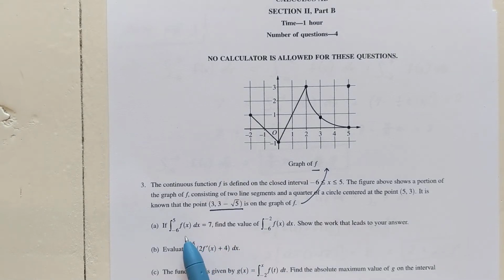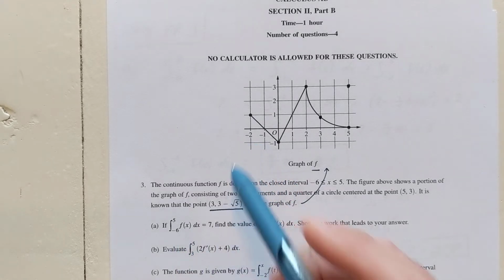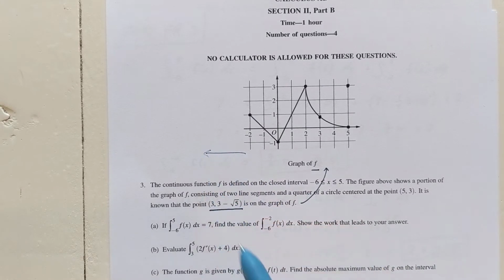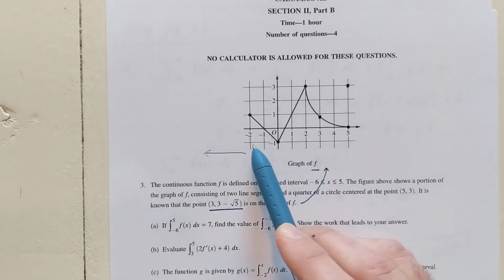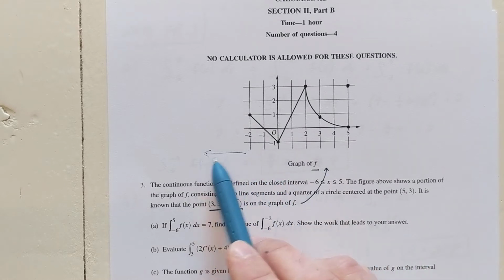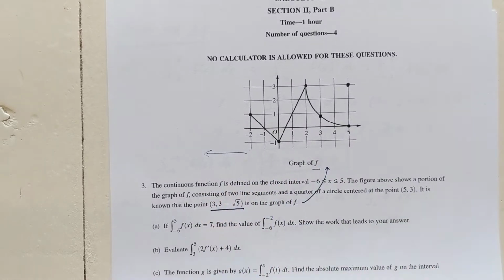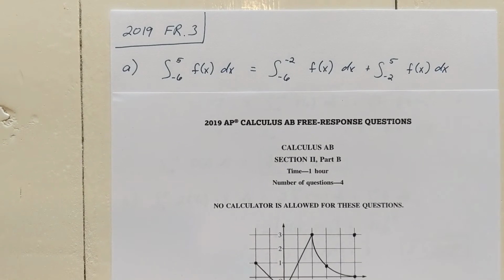The first part of this problem here, they give you a value of a definite integral from -6 to 5, and you'll notice that goes beyond this graph to the left out here, so it gives you some information that the graph doesn't show, and it tells you the value of that definite integral is 7. So we're supposed to come up with the value of the integral just from -6 to -2 and show work that leads to it. So let's take a look at what's going on.